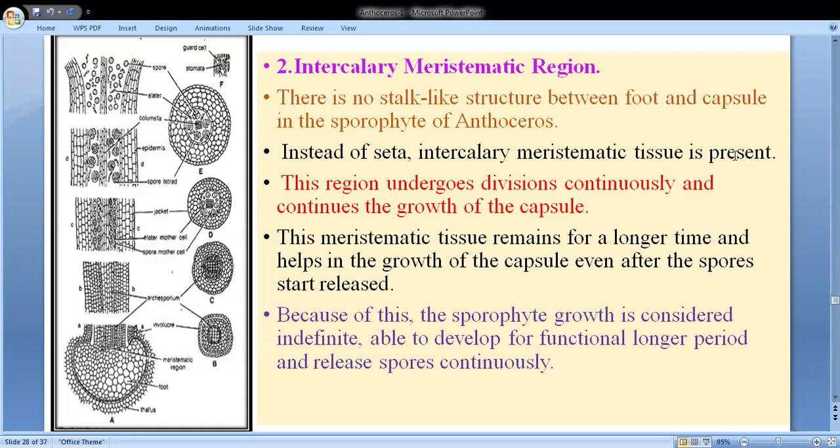This is very, very important. 99% we have to expect this question. So in Anthoceros, seta is absent. Intercalary meristematic tissue is present in between the foot and capsule. Remember this, very, very important. In the Anthoceros sporophyte, we observe the foot, intercalary meristematic tissue, and capsule. Okay, have you all understood?